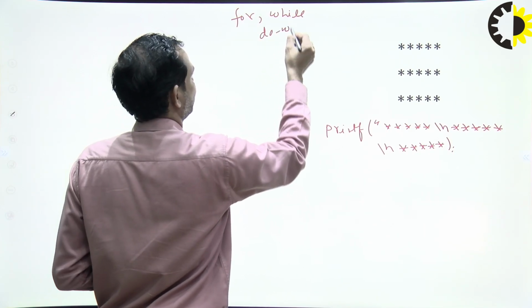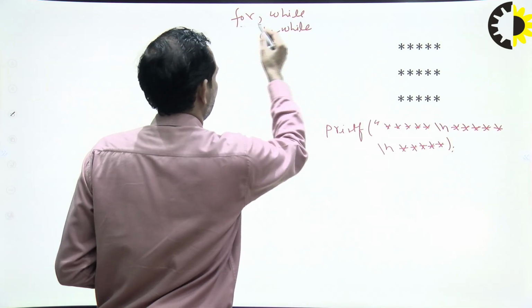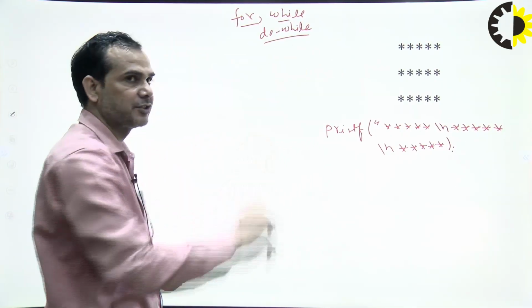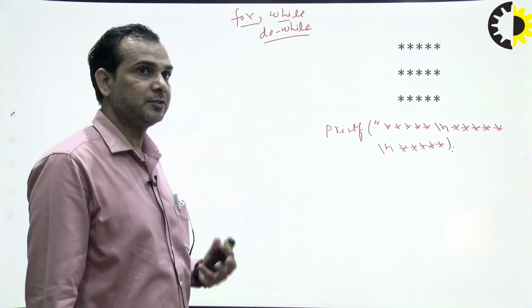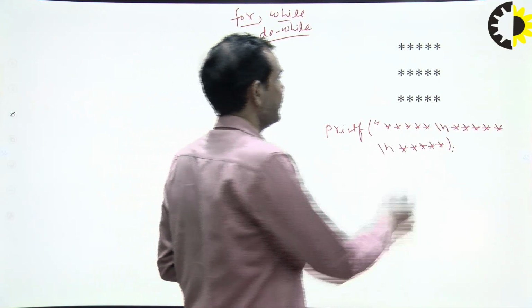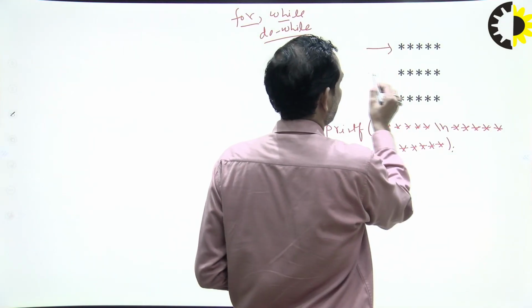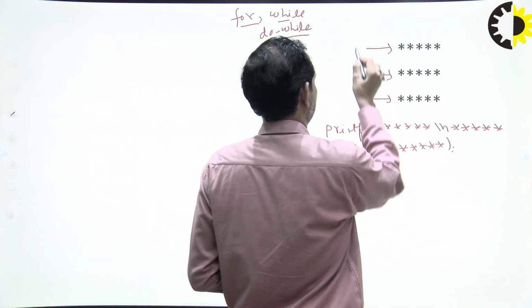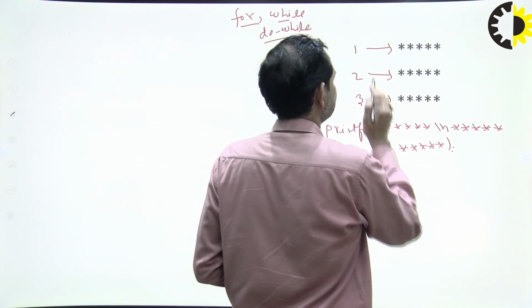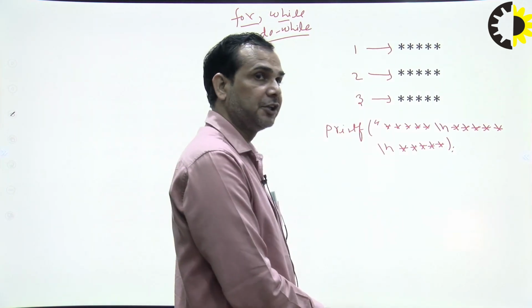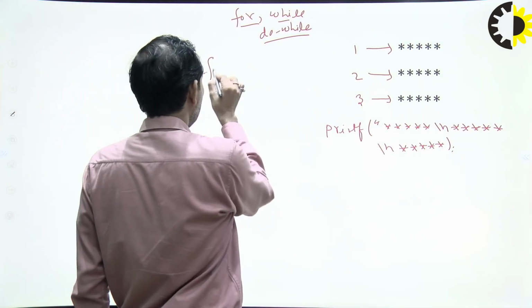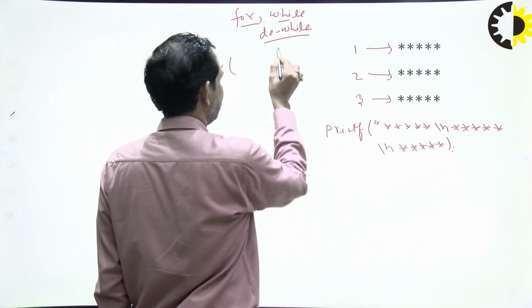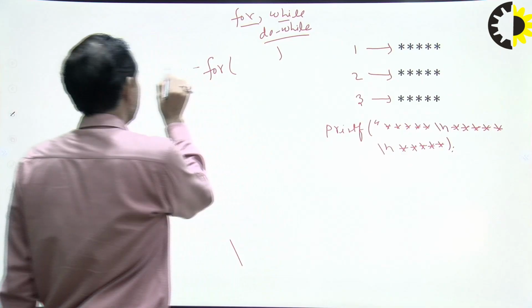With the help of the for loop, while loop and do while loop, we can execute this program. So what do we basically need? Firstly we have to define how many lines I need. If I need the number of lines to be 3, we have to create a loop. Suppose I am taking the for loop, so we create a for loop for the number of lines.